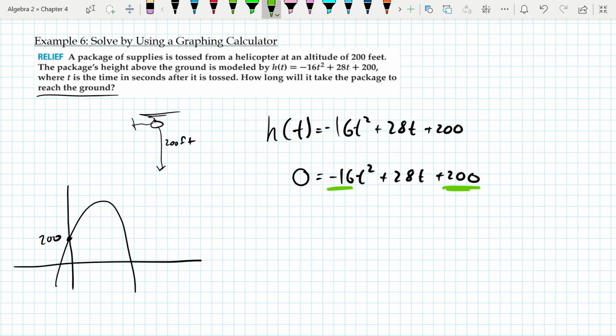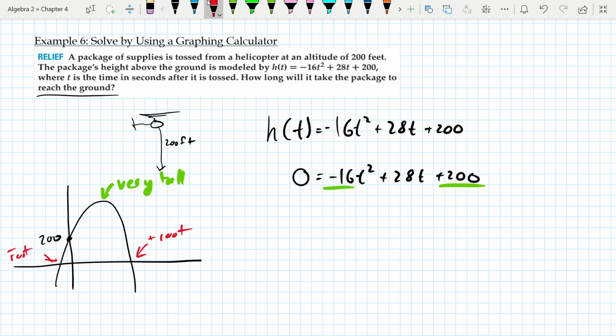Now, if you are in physics, you probably know where the negative 16 comes from and what the 28 means, but we don't really need to know that for this class. There is a reason why those numbers are there, though. But taking a look at this, I can make a couple predictions about the graph. One, it's very tall. Two, and more importantly, there's going to be a negative root and a positive root.